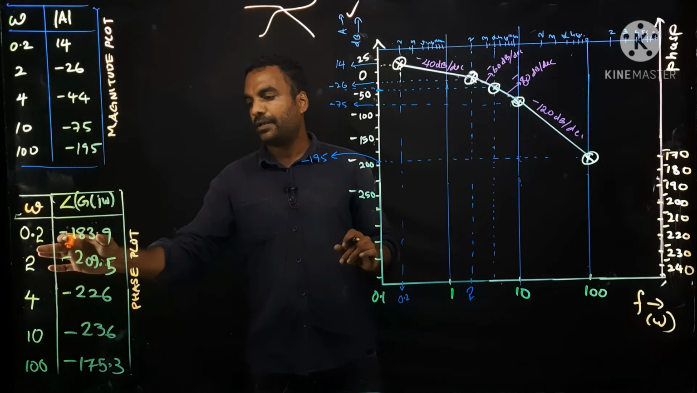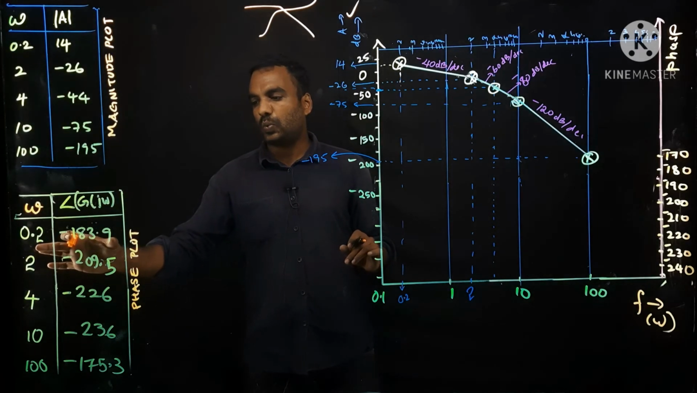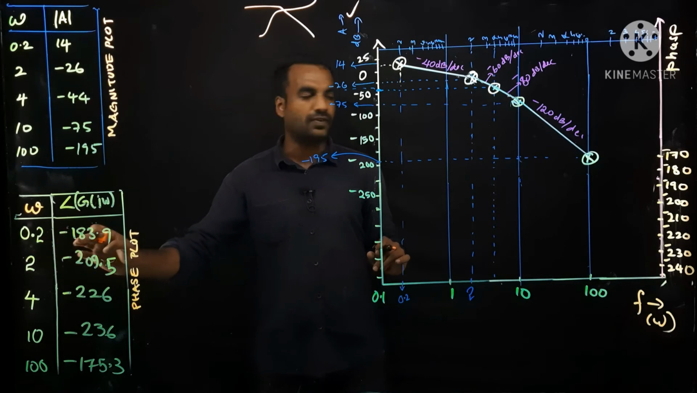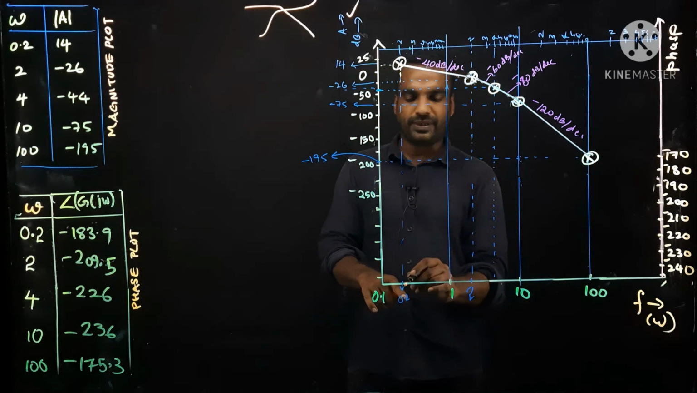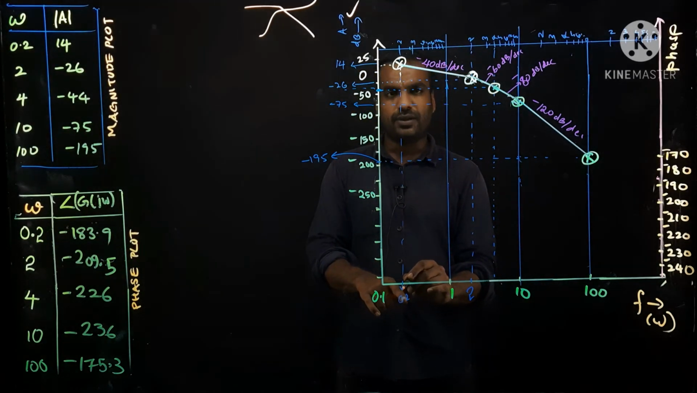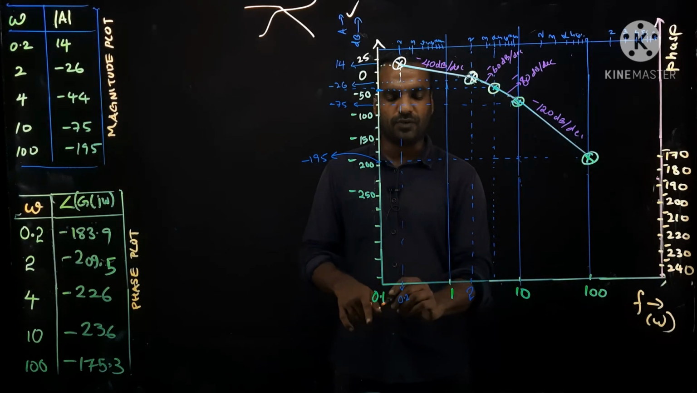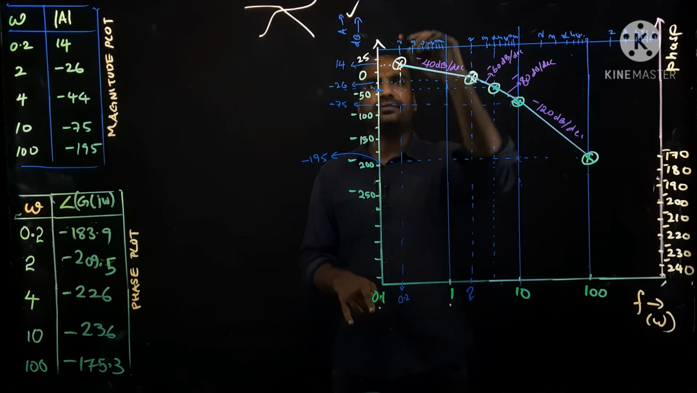Okay, so now let me draw the points. The first point is 0.2 and minus 183. 0.2 is here. I already explained how we can arrange things in the semi-log graph. This is 0.1 and this is 1. So it has 10 divisions.